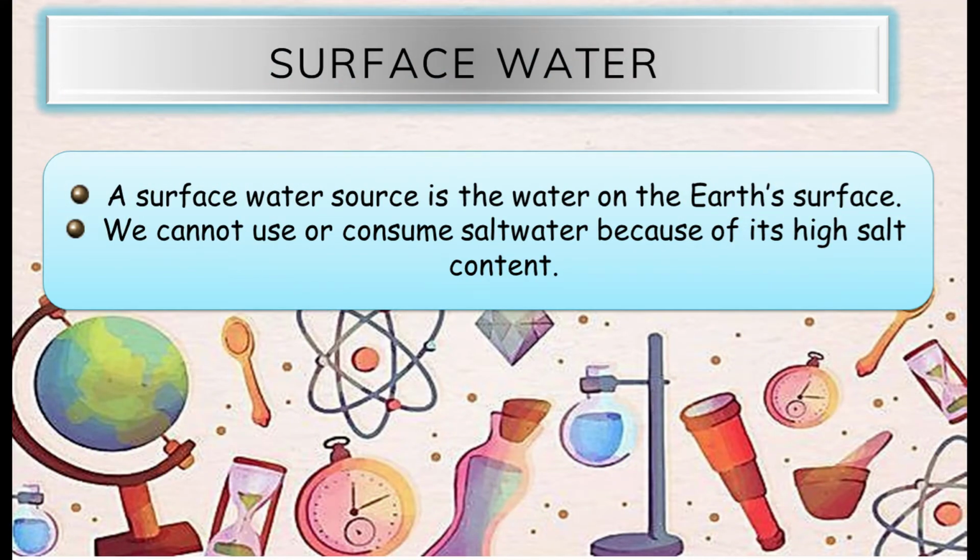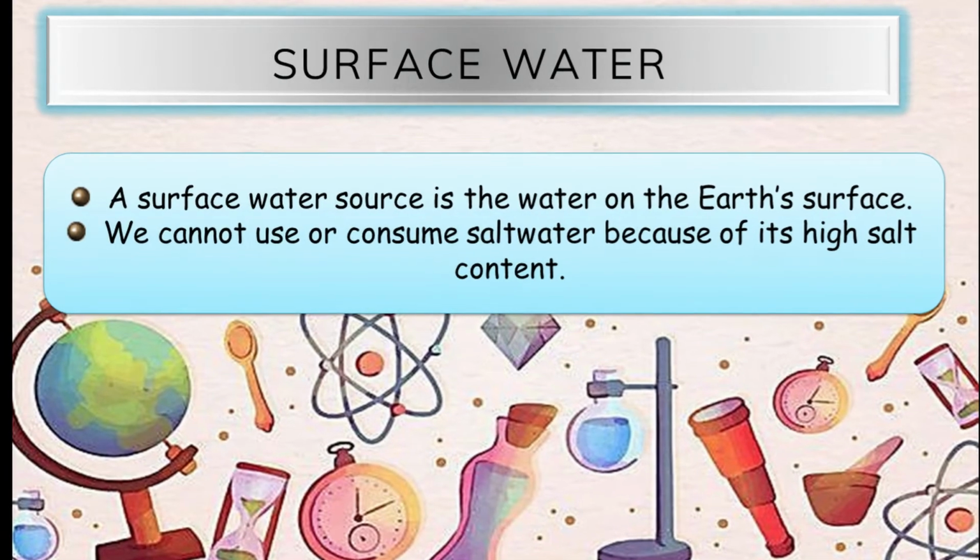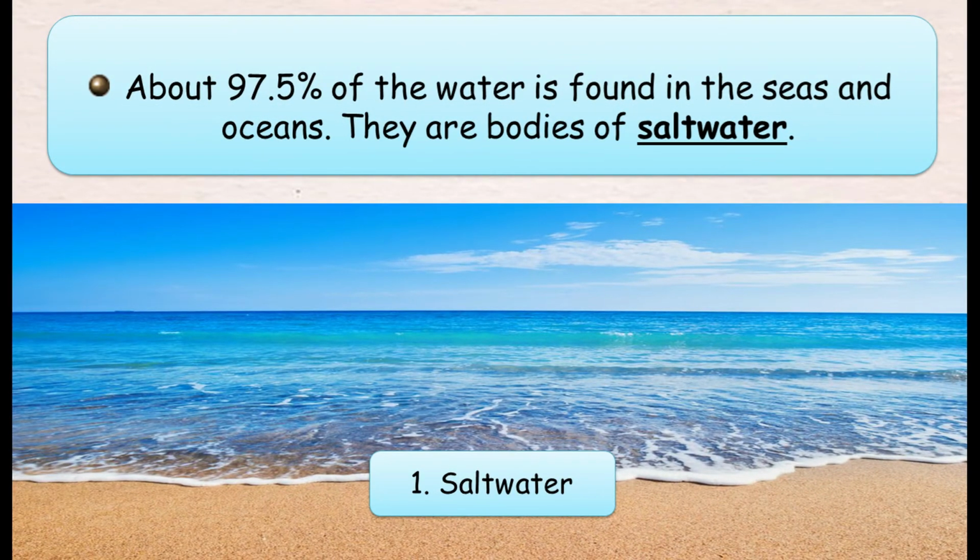Surface water. A surface water source is the water on the Earth's surface. About 97.5% of the water on Earth is found in the seas and oceans. We cannot use or consume salt water because of its high salt content. A sea is a part of an ocean. A sea is located where the land and ocean meet. Seas and oceans are examples of salt water that are also surface water.